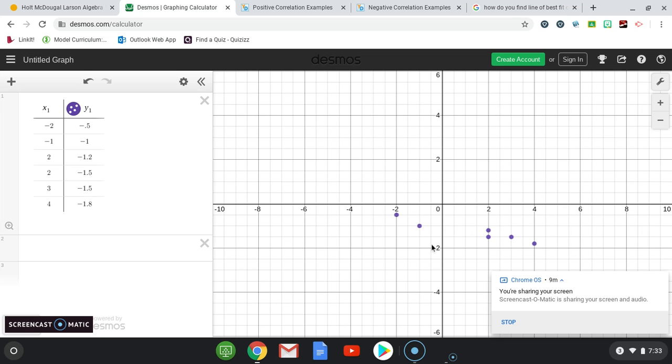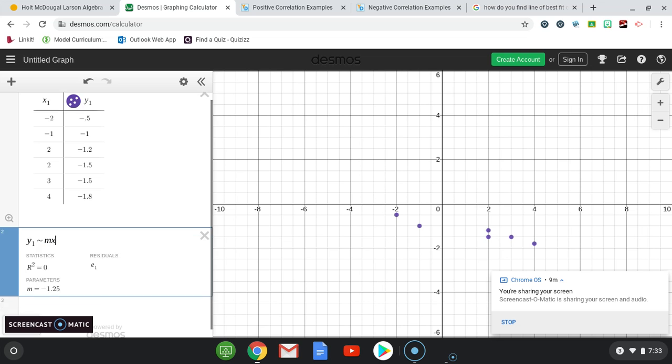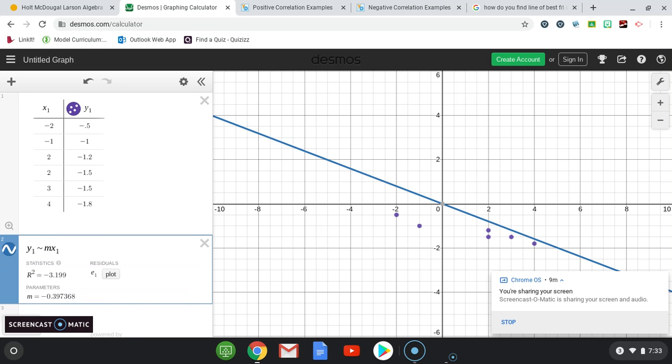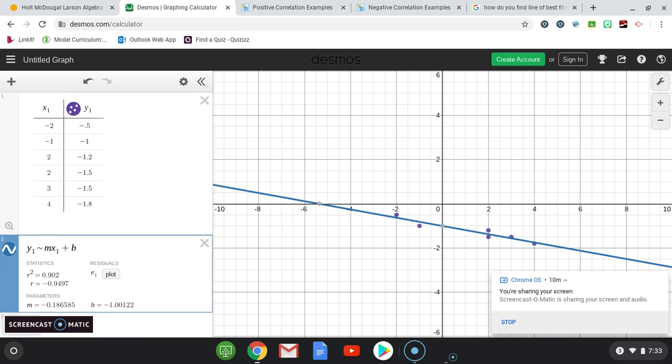So now how do I find out what the line of best fit is? Click on the box, type in my y1, squiggle line, mx1, and then plus b. And there is your line of best fit. There is the y-intercept, and the slope is negative 0.1865685. So that would be what you would put right here.